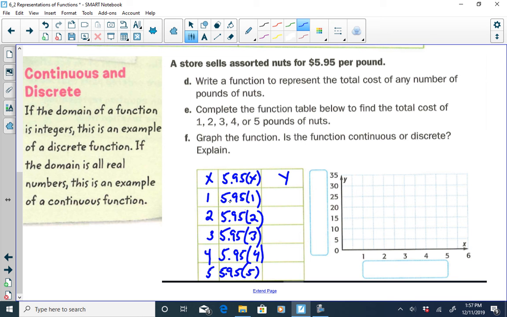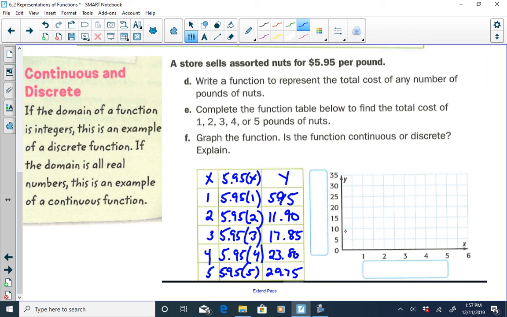The output: 6 times 1, take away 5, so that's going to be 5.95 for our first input. 6 times 2 is 12, so that's going to be 11.90. 6 times 3 is 18, so that's going to be 17.85. 6 times 4 is 24, so that's 23.80. And then 6 times 5 is 30, so that's going to be 29.75.